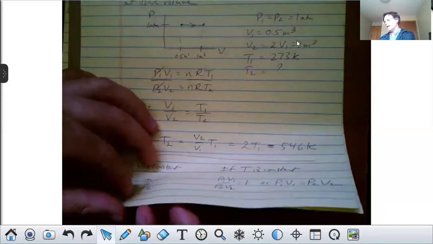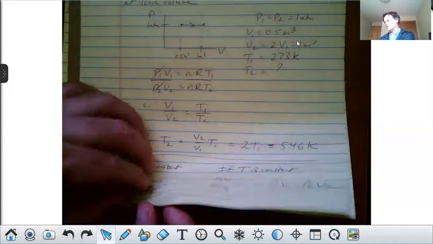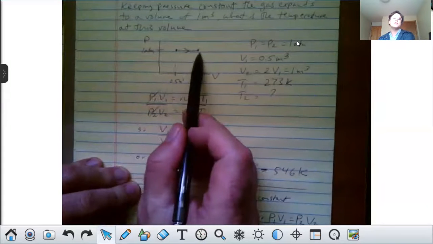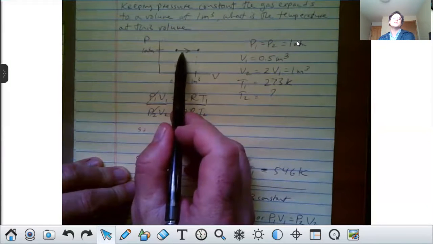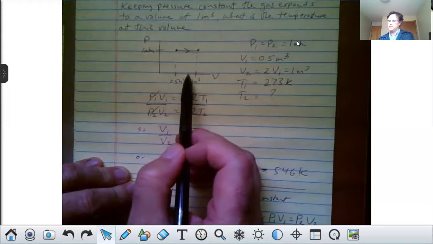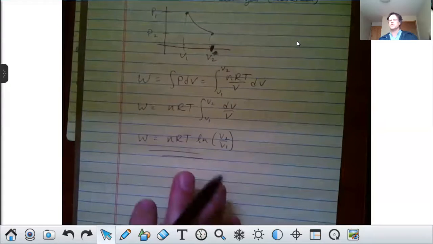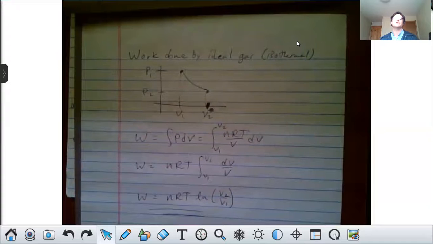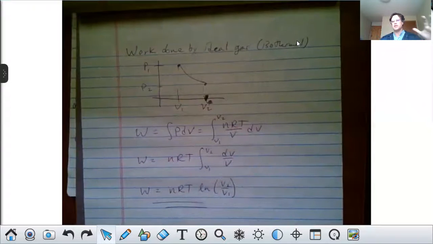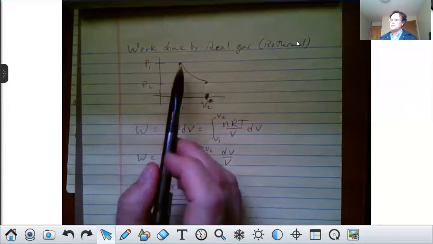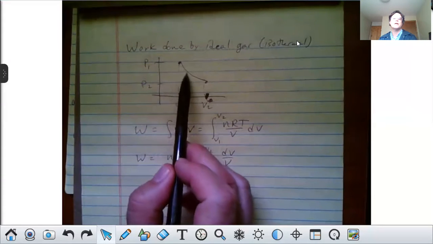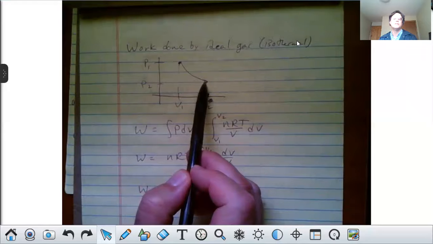Now, one last thing we can do with the ideal gas law is calculate the work. Now, in a constant pressure process, the work is pretty easy. It's just the area under the graph, like we learned in the last chapter. What if you had an isothermal process? So we want to get the work done by an ideal gas in an isothermal expansion. So as the gas expands, it goes from a pressure and a volume, P1V1, and it goes to P2V2.